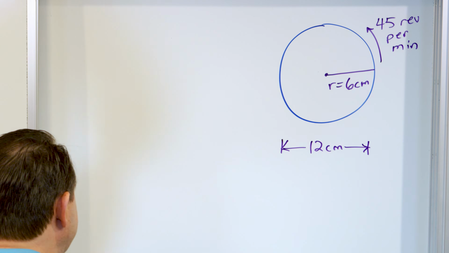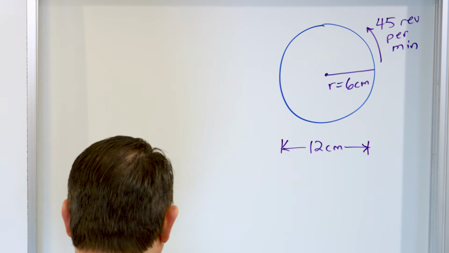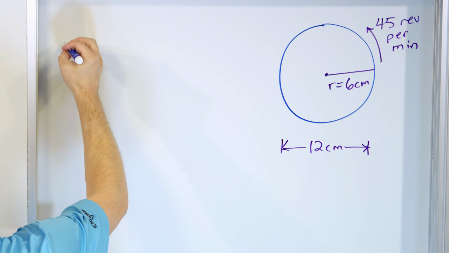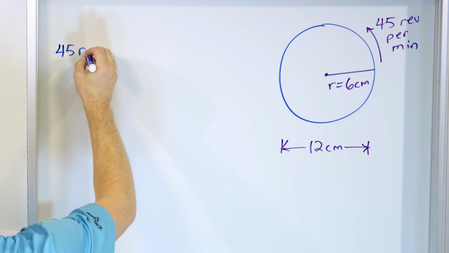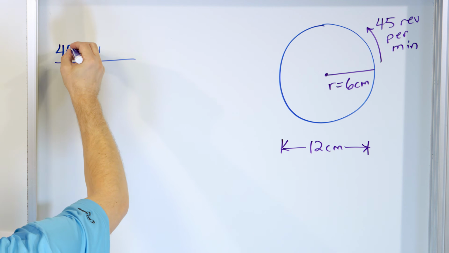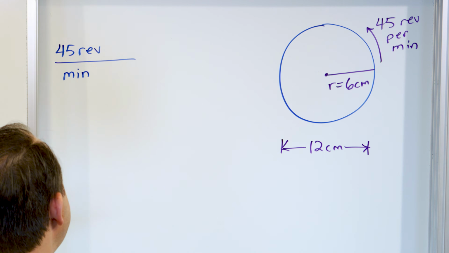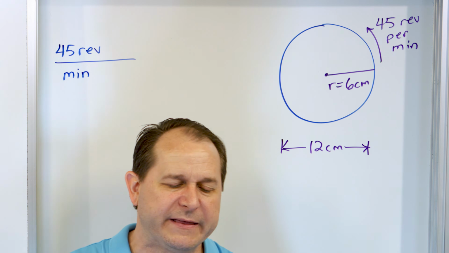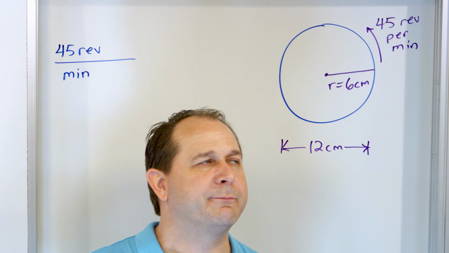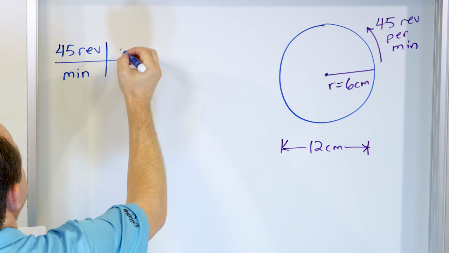All right, so again, let's not even use the equations. Let's just write down what we know. What we know is that we start off with 45 rev per minute, and that's a valid unit. 45 revolutions in 1 minute. Now, this is a little bit silly, but the problem is asking us what happens after 1 minute. So we know it's 45 revolutions per minute. How many revolutions does the thing travel in 1 minute?